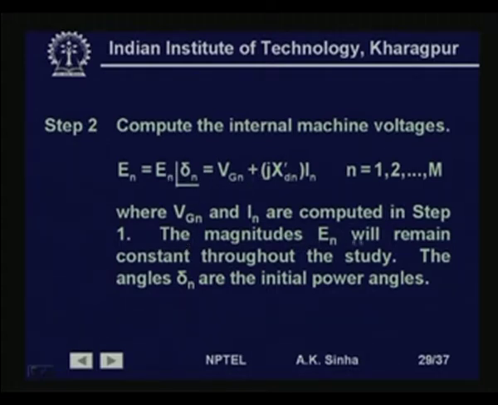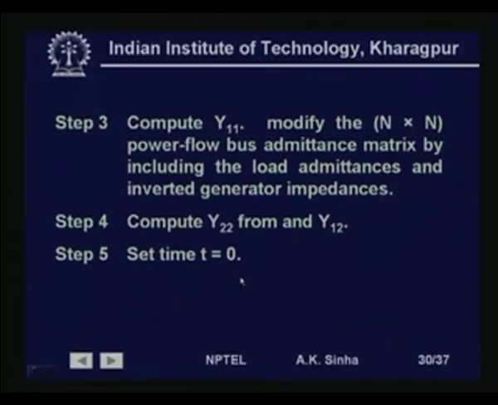The magnitude E n will remain constant throughout the study. The angles delta n are the initial power angles. So, these are all known initially, because once we calculate this, we calculate delta n. So, all the delta n at the initial period are known to us, that is, the delta zeros are known.